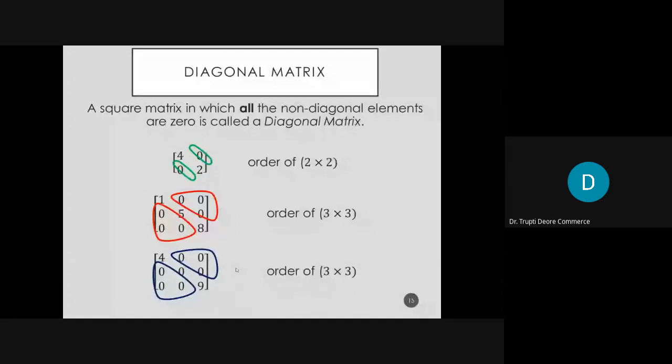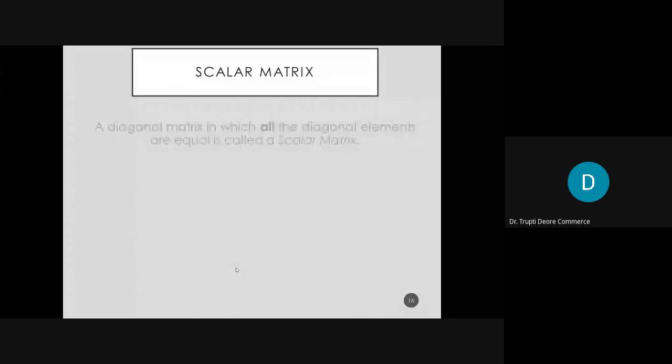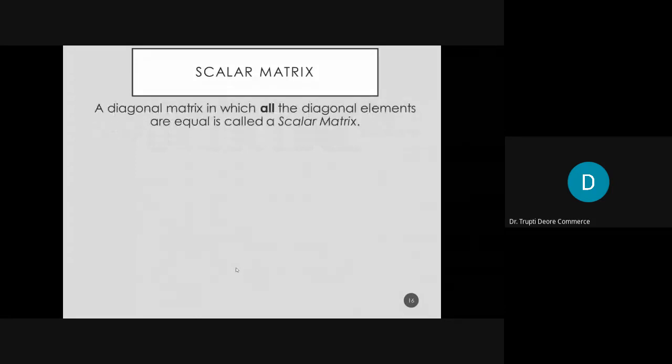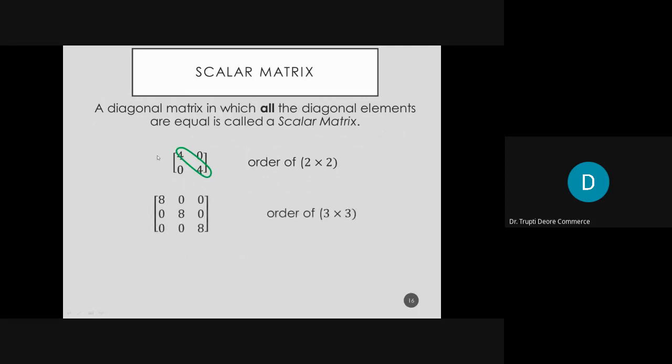And now the next one, that is the scalar matrix. So what is a scalar matrix? It's a diagonal matrix in which all the diagonal elements are equal. Now see, it's a diagonal matrix. What is a diagonal matrix? A square matrix where non-diagonal elements are 0, right? But in a diagonal matrix, if the diagonal elements are all equal, it is called a scalar matrix. So let's check here: 4, 0, 0, 4. Which are the diagonal elements? This one, 4, 4. These are equal. Then this one: all the remaining are 0, but the diagonals are equal, that is 8, 8, 8. Then it's a scalar matrix.